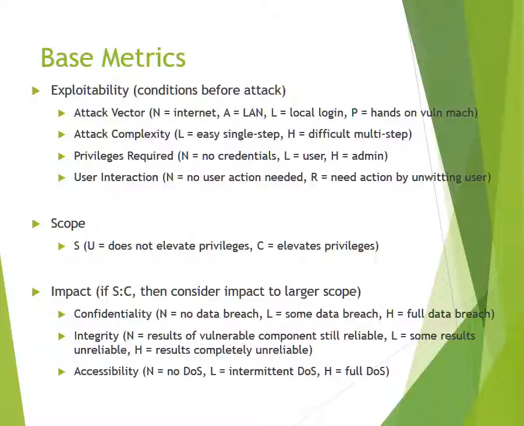Scope. If the attack itself elevates the privilege of the attacker, then the scope would be C. That's the score you would give it. If not, then you score it as U. Now the impact is such that you calculate the impact based on the scope. So if the attack has increased the scope, then when you answer these questions about confidentiality, integrity, and accessibility, you consider that larger scope.